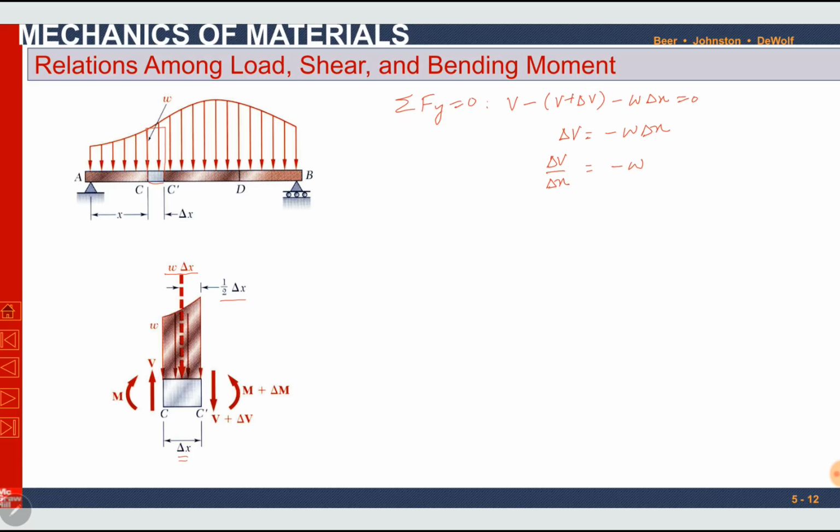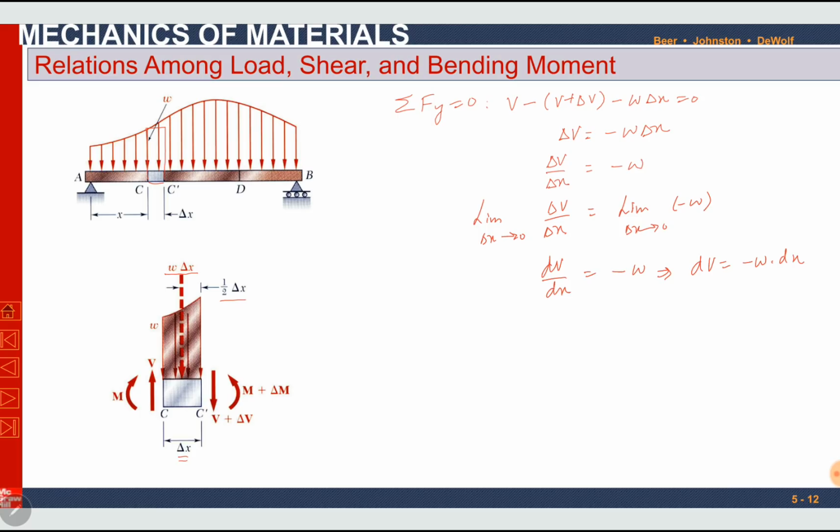Since delta x is a very small number, I want to take the limit on both sides. As delta x tends to 0, delta V by delta x becomes dV by dx. On the other side it is minus W. Or we can further rewrite it as dV is equal to minus W dx. This is the relationship between load and shear force: the derivative of shear force with respect to x, or length, is equal to minus the distributed load.